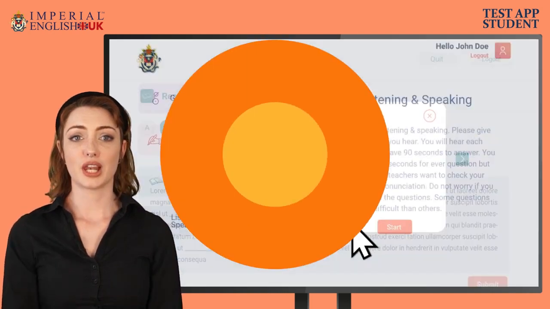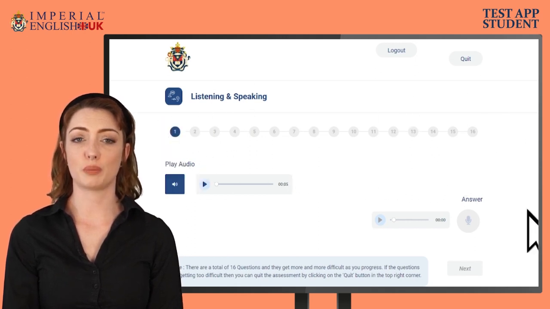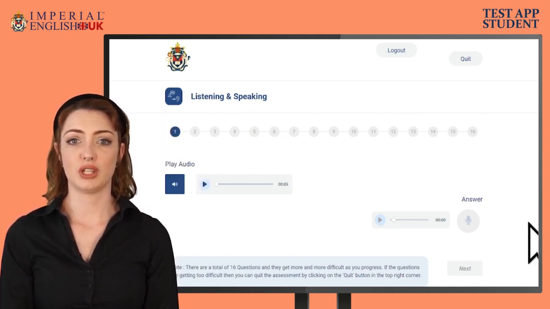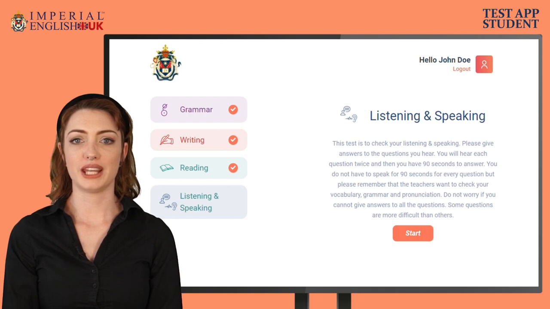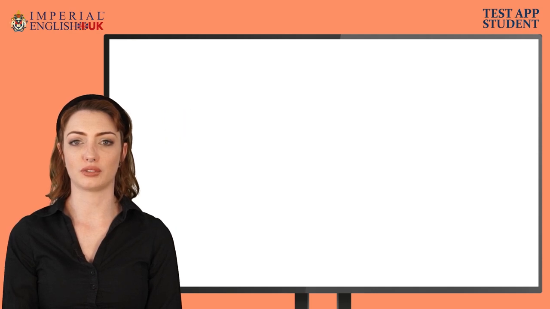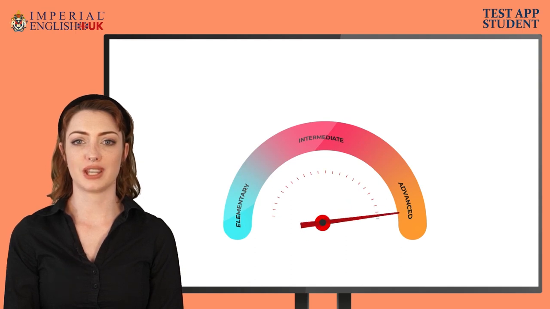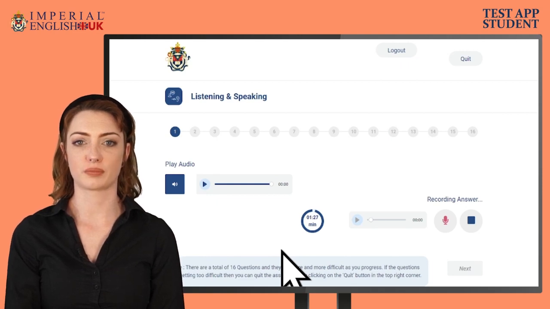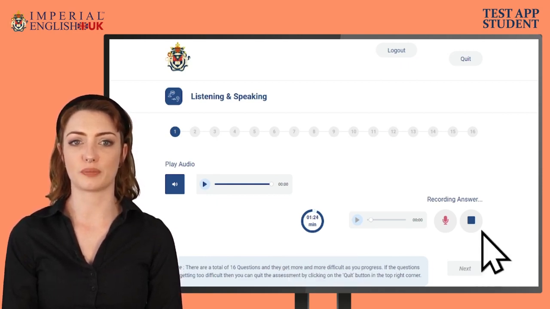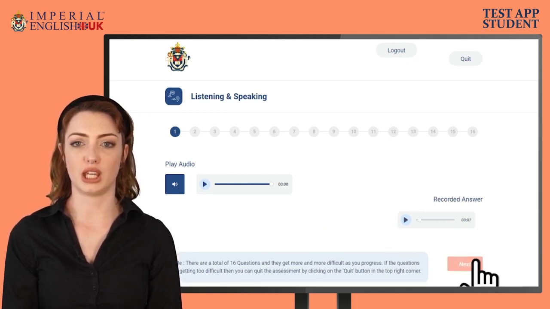The listening and speaking section has 16 questions, and you have 40 minutes to complete them. In this section, if you need to, you can stop in between the questions and log back in again when you are ready. Please make sure before starting this section that your speakers and the microphone are working. The questions at the beginning are easier than the questions at the end. You listen to each question twice, and then the app will automatically start recording your answer. You have 90 seconds to give your answer, and you can stop the recording at any point. You can only record once for each question.